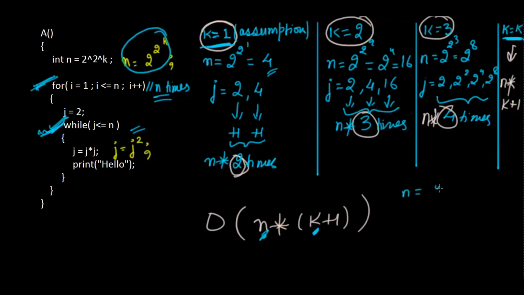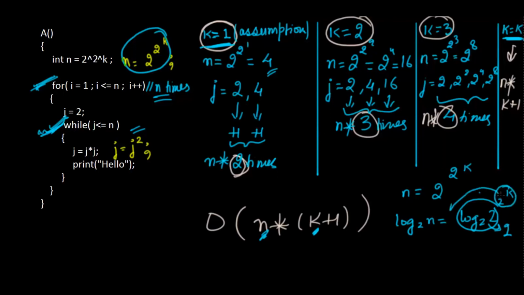N is equal to 2 to the power 2 to the power k. Taking log on both sides, I can say log to the base 2 n is equal to log to the base 2 of 2 to the power 2 to the power k, and this value becomes 1, and this exponent comes in front by the property of log. So I can write log to the base 2 n is equal to 2 to the power k. Similarly, again taking log on both sides, I can write log log n is equal to k.